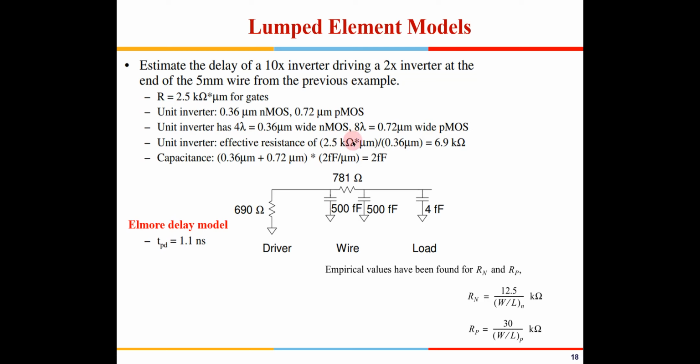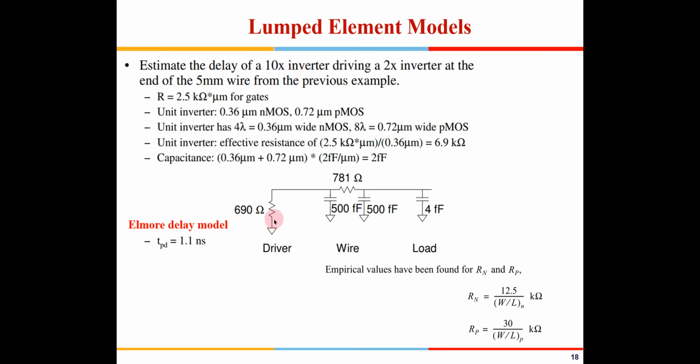Here, it is defined per micrometer. That means it is only catering for width, since length is constant here. The length is for wires, where we cater for length. For a unit inverter, it is assumed that all the inverters and all the CMOS devices are going to have uniform length. So we just have to multiply it with the width factor. Since a unit inverter has this resistance of 6.9 kilo ohm, and I am using a 10x inverter, that means the width is large. So obviously I have to divide 6.9 by 10 to get the effective resistance.